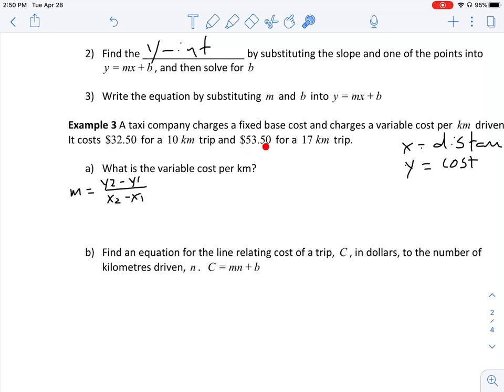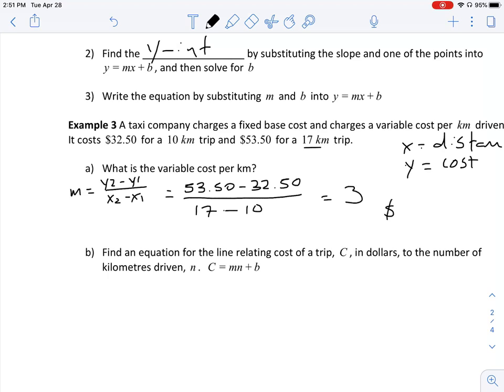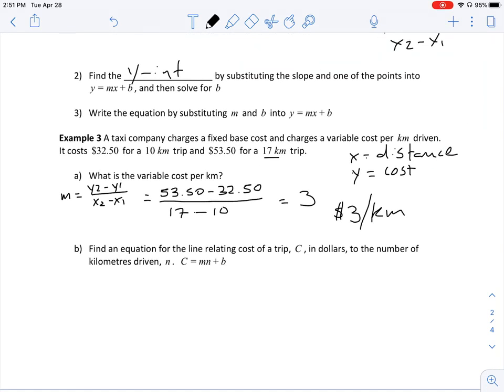So I would have 5350 minus 3250, and my x values, well, my second x is 17 minus 10. So if I have 5350 minus 3250 all over 17 minus 10, I end up getting 3. So that means the cost is $3 per kilometer traveled.